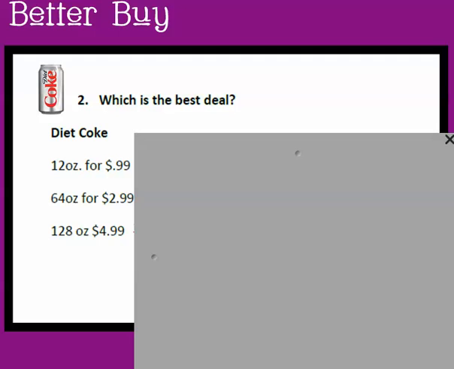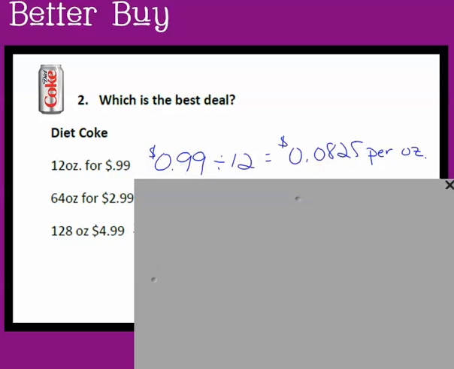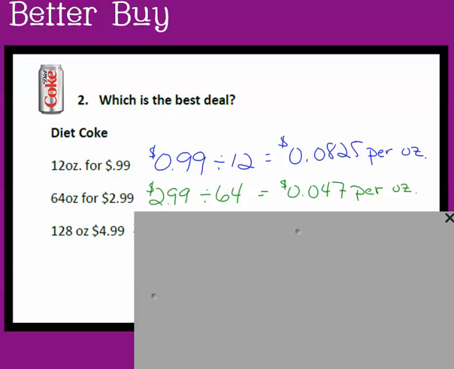In this example, we're looking for the better buy, the best deal on Diet Coke. We can purchase 12 ounces for 99 cents. So we take 99 cents divided by 12 ounces. We find we're paying a little more than 8 cents per ounce. Setting up the same for the 64 ounces for $2.99, we'll do $2.99 divided by 64. And that tells us that we're paying a little over 4 cents per ounce.